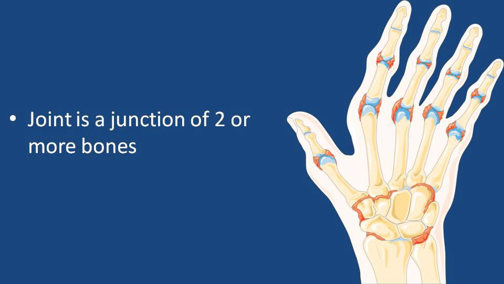For example, knee joint is made by lower end of femur and upper end of tibia. So knee joint is made by two bones. Your wrist joint is made by lower end of radius and ulna with carpal bones. So, this joint is made by multiple bones.